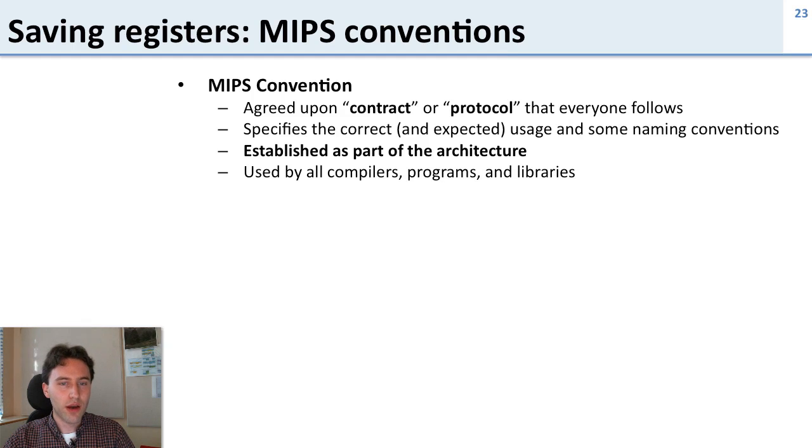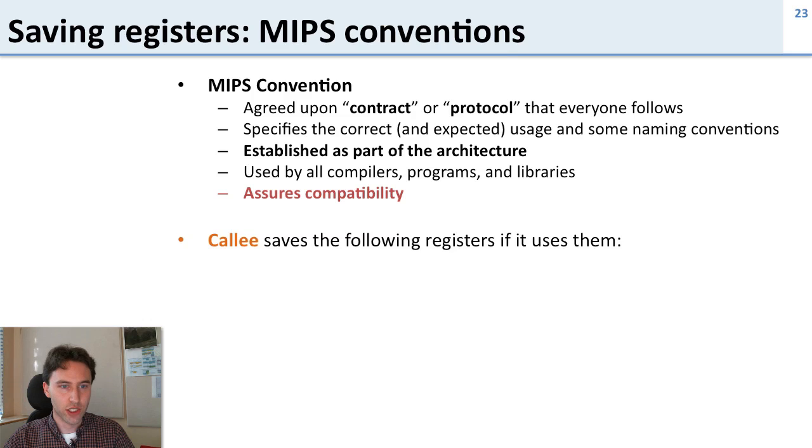And it's used by all the compilers, all the programs, and all the libraries, and this allows you to get compatibility. It means that you can call procedures in one library from another library, and you're sure you won't write over each other's registers because everybody's following the same convention. So here it is. The callee saves the following registers if it uses them: S0 through S7. So S just means saved. So we're going to take some of our registers and we're going to name them S0 through S7, and the convention says that if the callee uses them, it must save them.